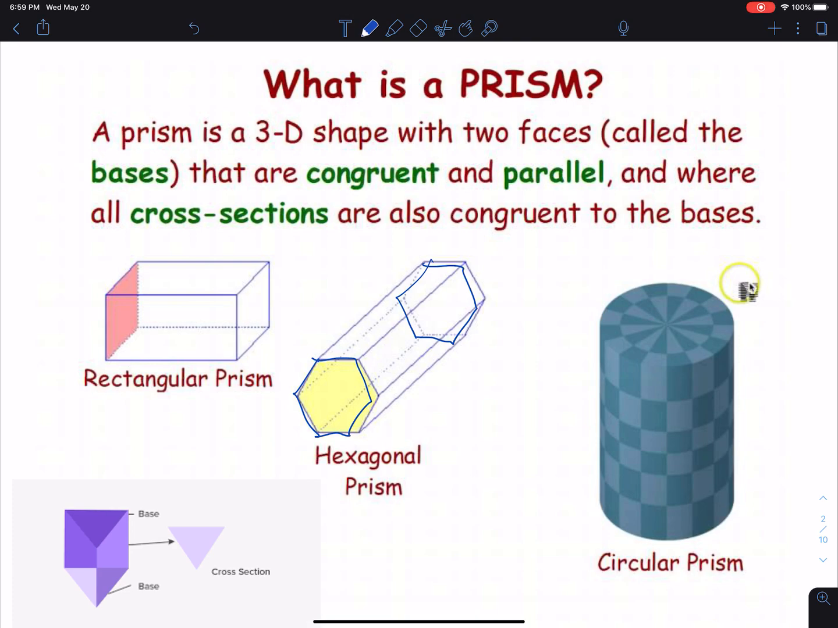And a cross section is if you were to slice through, like with a knife. I kind of like to think of Fruit Ninja. If you were to slice through, that's a terrible slice, the cross section would look just like the bases.